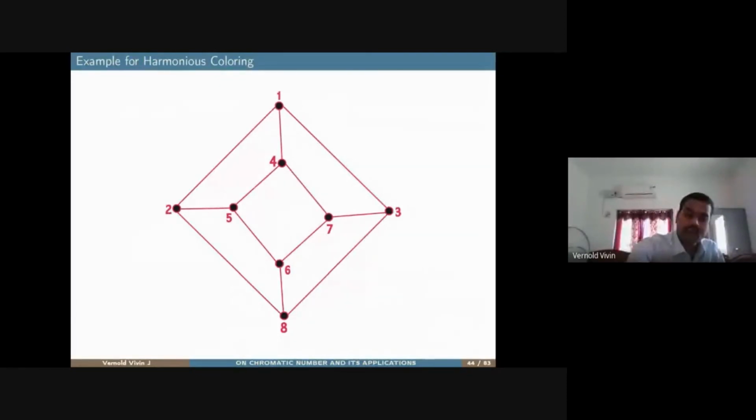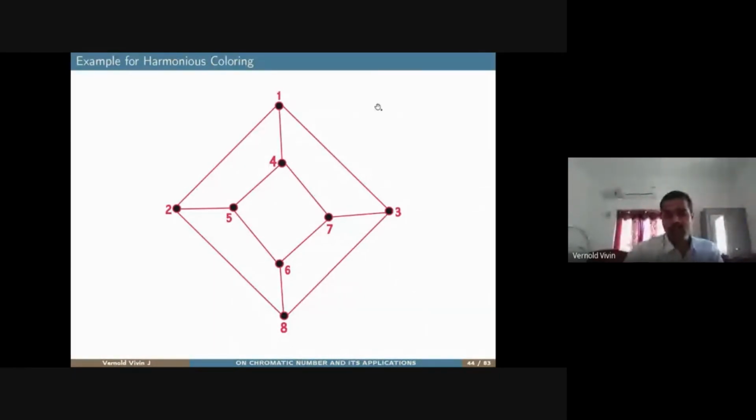Similarly, this 1, 3 pair will not be repeated. As such, a pair should appear only once. At the maximum it should appear only once, and we have to minimize the number of colors. So here, the harmonious chromatic number for this graph happens to be 8, such that you can harmoniously color this particular given graph.